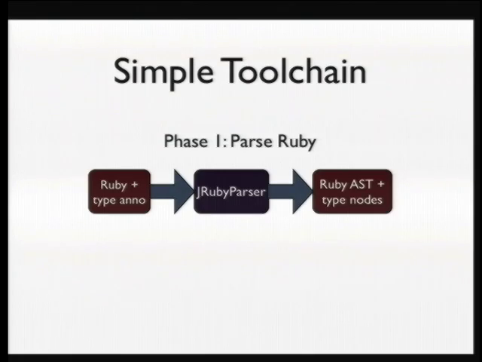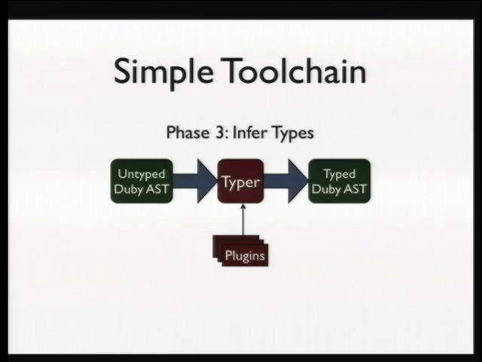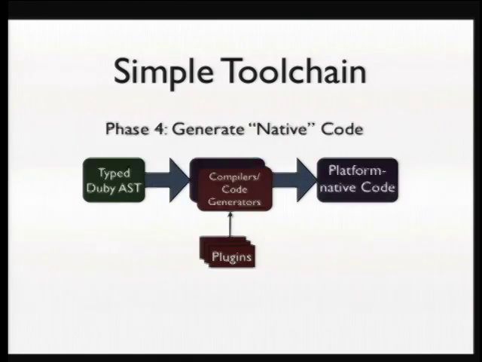So here's the basic sequence. Ruby with type annotations and our modified parser comes out and we get a Ruby AST with type nodes. That goes through our transformer to the Duby AST, and we have various plugins along the way and macros that can do compile time, transform time modifications to the code. We run it through the type inference logic, which again can have platform-specific plugins or crazy wild type systems if you like. And we get our typed AST out of that.